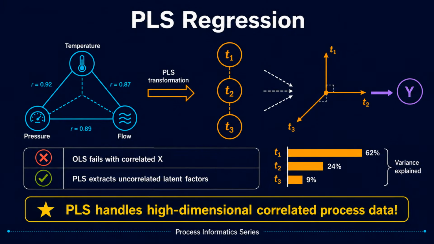Process data often suffers from multicollinearity, input variables that correlate strongly with each other. Ordinary regression struggles here, producing unstable coefficients. Partial least squares, or PLS, solves this elegantly. It extracts latent variables, linear combinations of inputs that maximize covariance with the output. These latent variables are orthogonal, eliminating multicollinearity. A key decision is selecting the number of components using cross-validation to find the optimal balance.